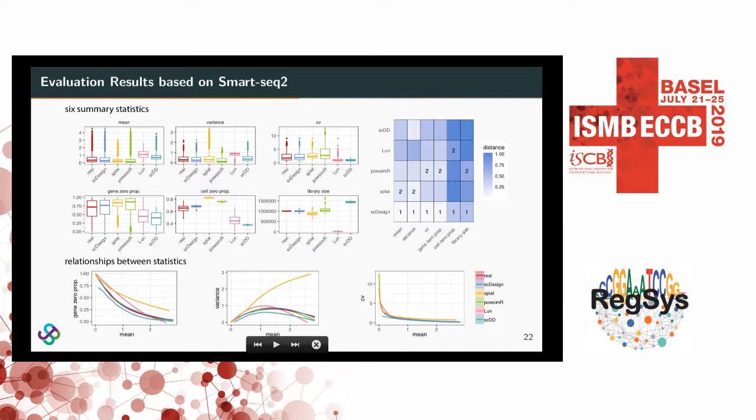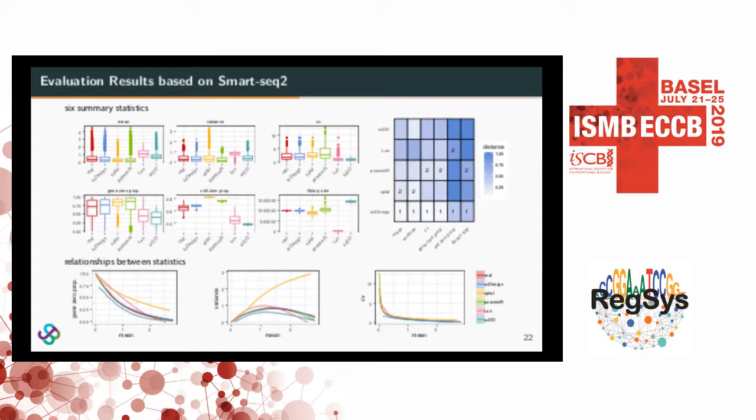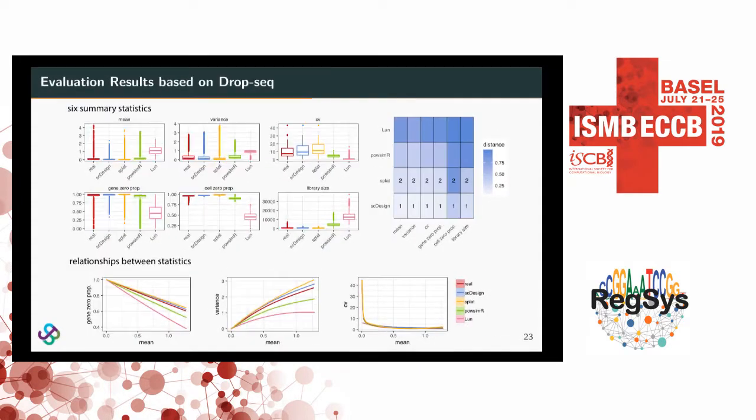This is just showing the ranks of the different methods. A rank of 1 means it's the best performing method. This is for SmartSeq2. For DropSeq, we also show very similar results. Although the distributions change a lot from SmartSeq2 to DropSeq, we are still the most similar to real data.